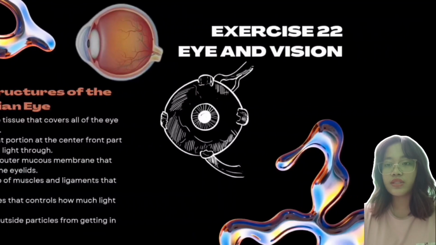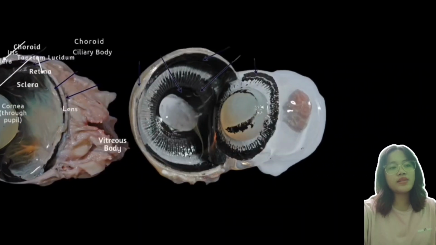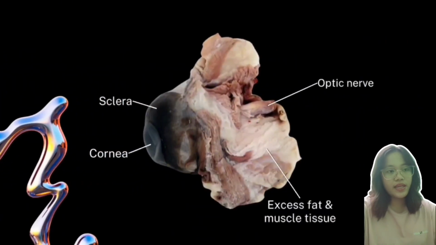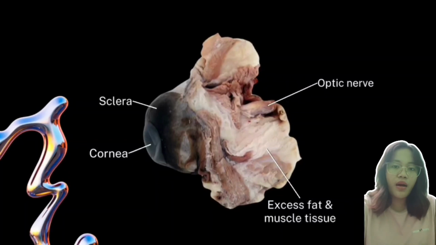As we proceed to slide 12, we can clearly see the major parts of the eye. So we have here the iris, the cornea, the lens, ciliary body, and others. As we proceed to the next slide, we can see here a sample of a cow's eye. So here we can locate the sclera, the cornea, and the optic nerve, which is comprised of millions of nerve fibers that send visual messages to your brain to help you see, and some excess fat and muscle tissue.